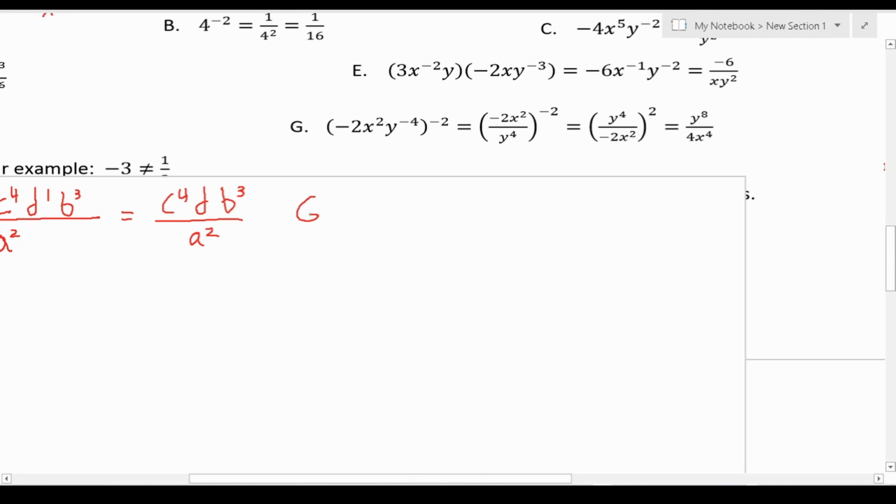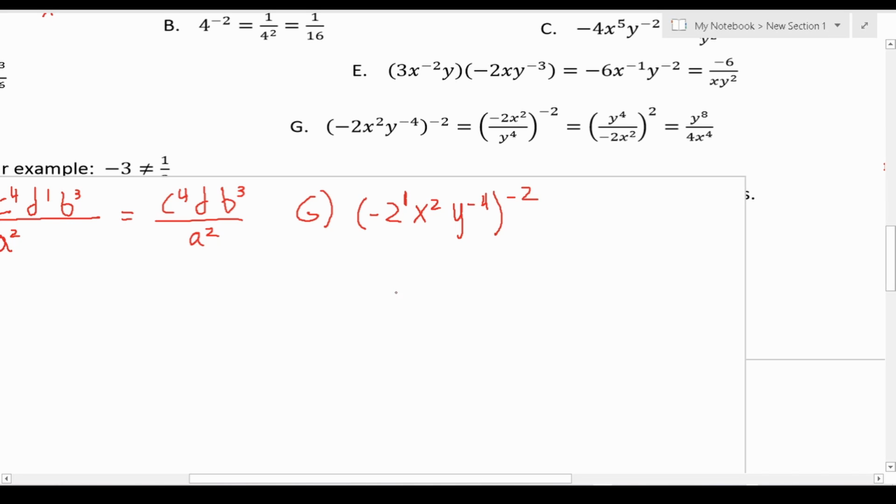All right, let's look at G now. We have negative 2x squared, y to the negative fourth, all negative squared. So in this case, you can see that we have this negative squared, which is going to apply to everything inside parentheses via the power rule. Okay? So again, we're going to apply as our first step this negative 2 to everything inside parentheses. And if it's helpful, I'm going to write a 1 there.